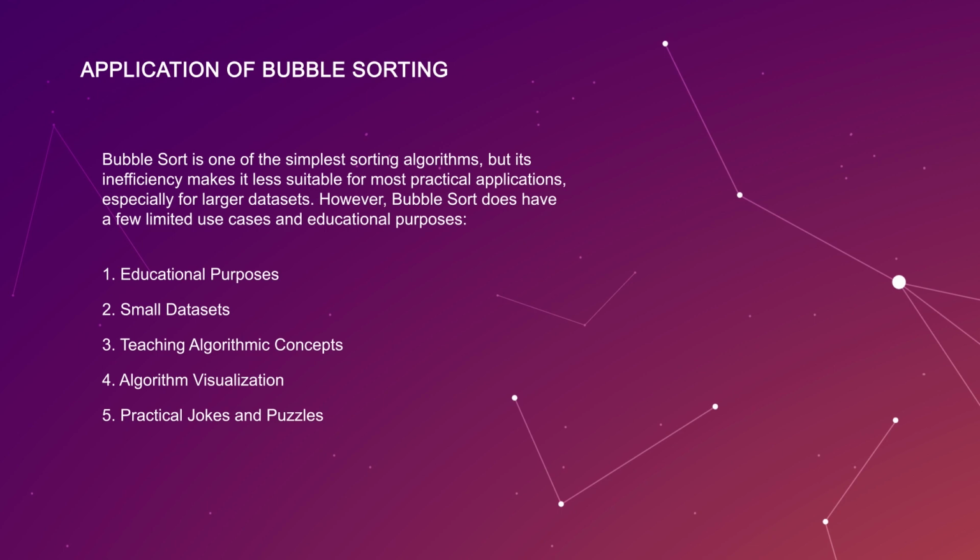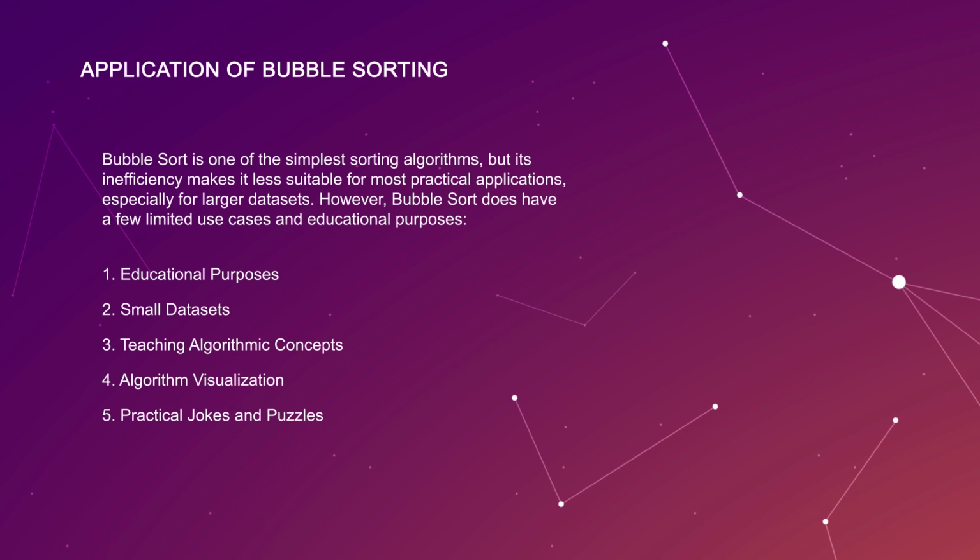Second is small data sets. Bubble sort can be used for sorting very small data sets where performance is not a critical factor. Since its time complexity is order of n square, it can be reasonable to use for a handful of elements.